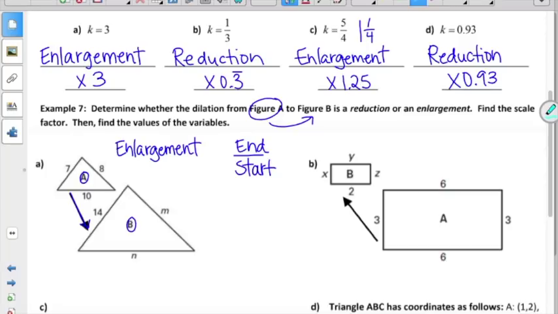And you could easily figure out the rest of the letters. If we look at our first corresponding side, it was 8 and M. Well, our scale factor is 2, so we multiply 8 by 2. So M would actually be 16. N would be 20.